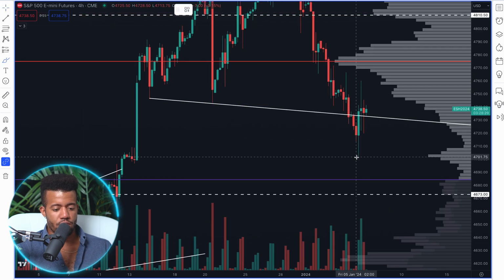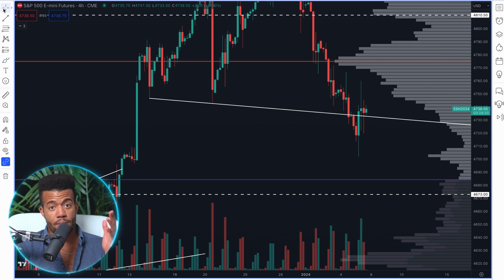We look to the left, right at this price, right? What else is at this price? Well, there's this gap here. There's also this low volume node here on the volume profile. All these things that I talk about in all my videos.